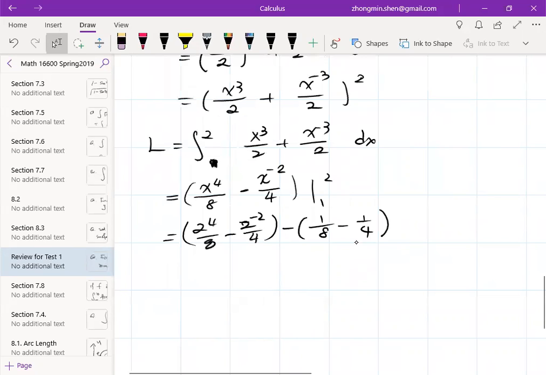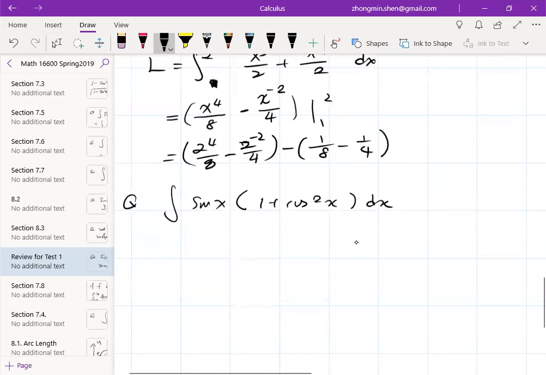The next problem, evaluate the integral of sine x over 1 plus cosine square x dx. And this one, you have to use the substitution. Do not always apply the integration by parts to all the problems. I see that some students only know one method, and applying the same method to all the problems doesn't work. Okay, so substitution works.